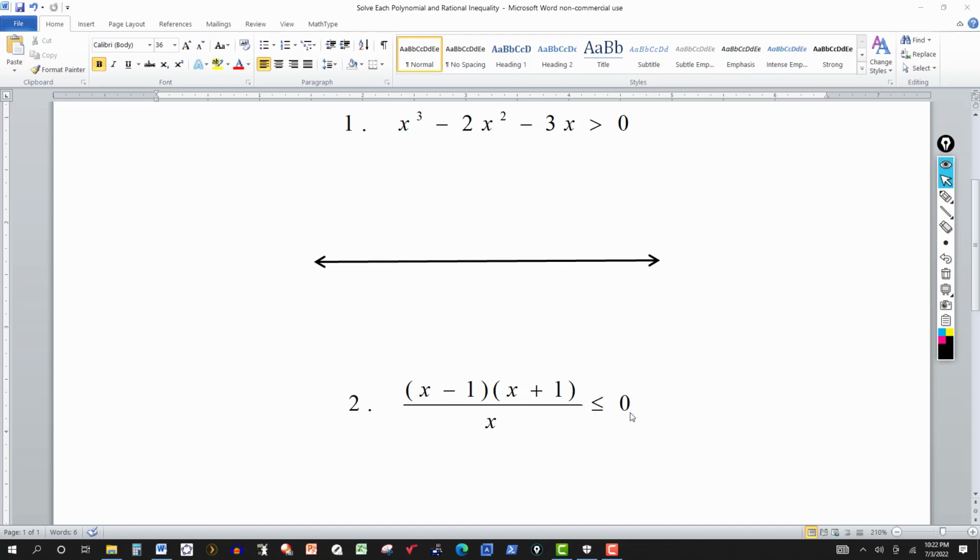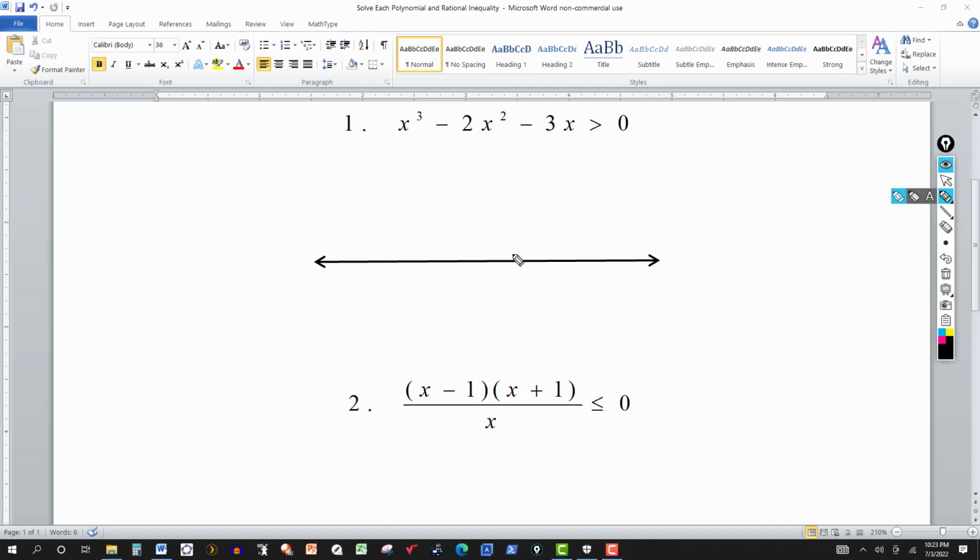So you want one side to be 0, and the other side you want a single rational expression, and you want it factored out. So this one's already factored out, but this could have been given to you as x squared minus 1. So you would factor. You want the numerator and the denominator factored out completely. We find all the numbers that make the numerator 0. So you can see that the numbers that make the numerator 0 are 1 and -1. The number that makes the denominator 0 is 0.